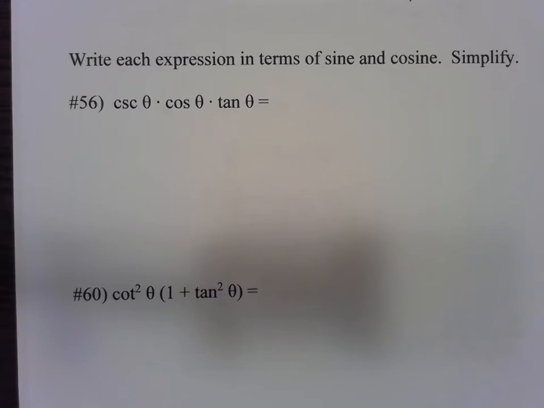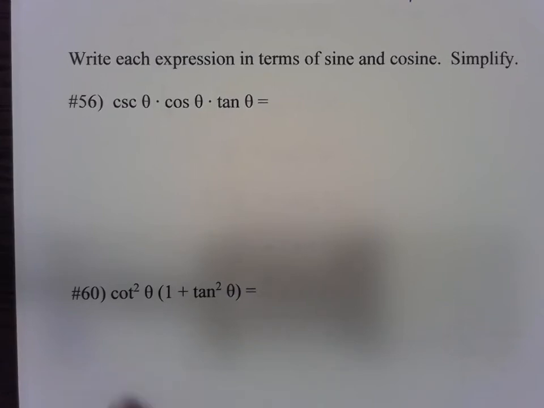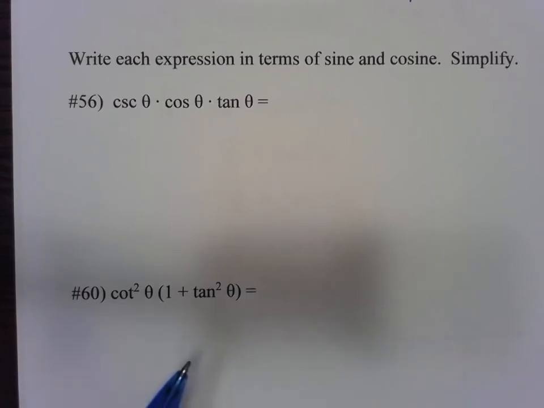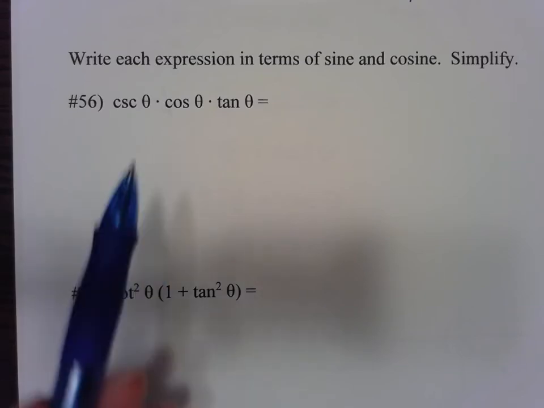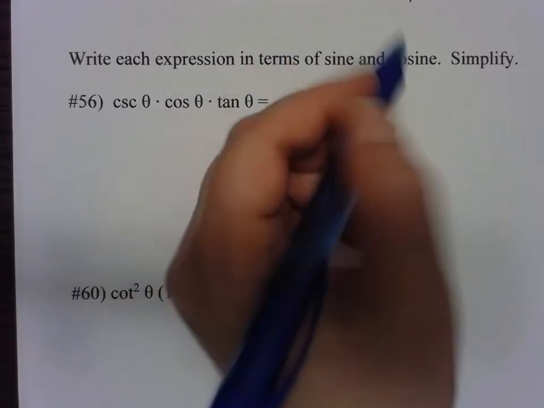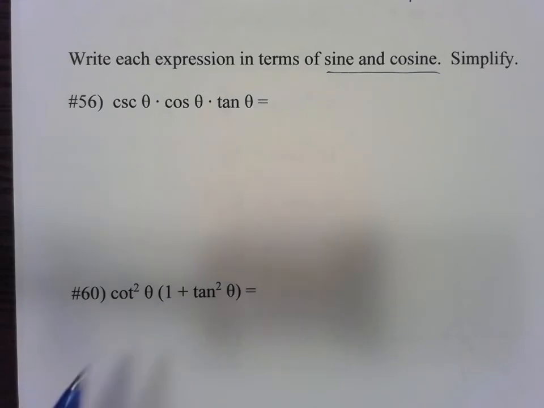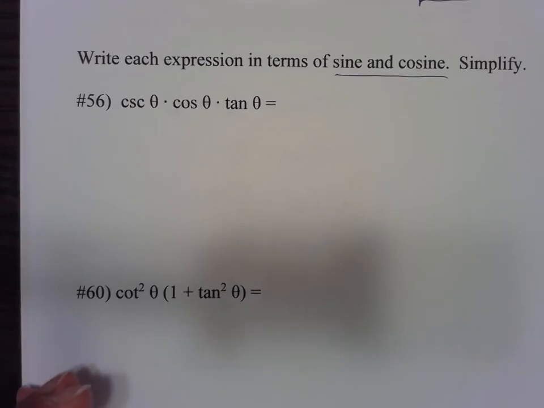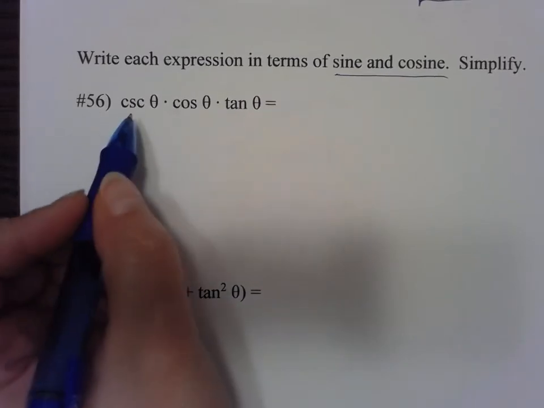Okay, so the directions say write each expression in terms of sine and cosine and then simplify. I feel like these are kind of like a puzzle. I kind of like these. They're kind of fun for me. I hope that you find they're fun too. All right, so really all we're doing is we're trying to use sine and cosine to start out. That's one good technique that you can use when verifying identities. It's definitely not the only technique, but it's one of them.